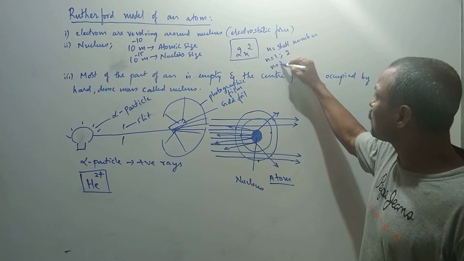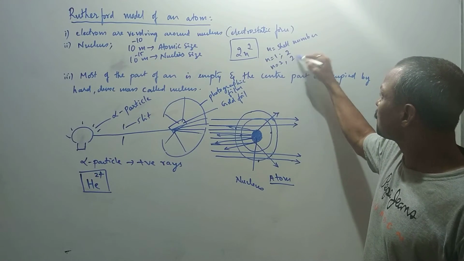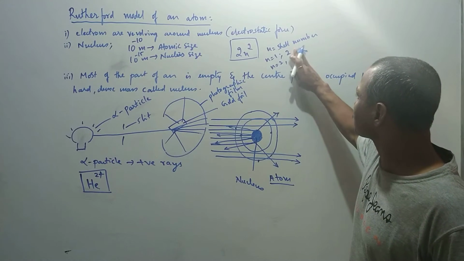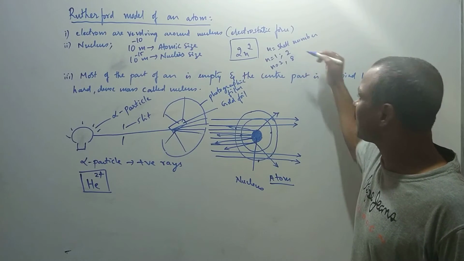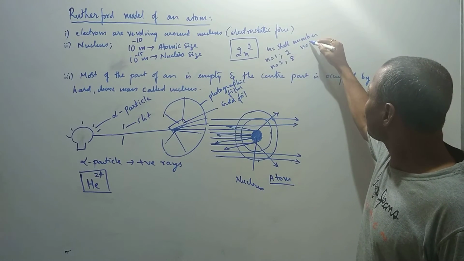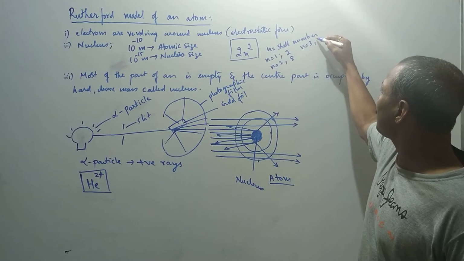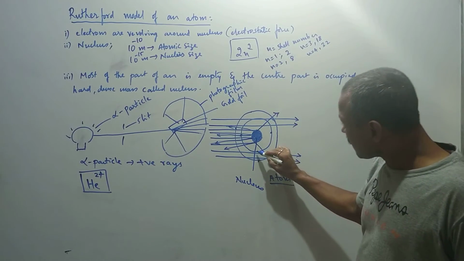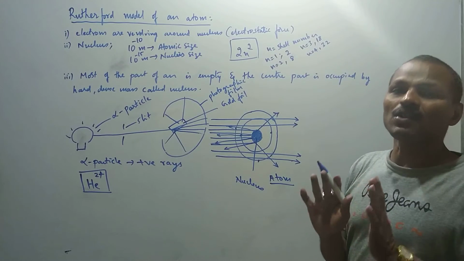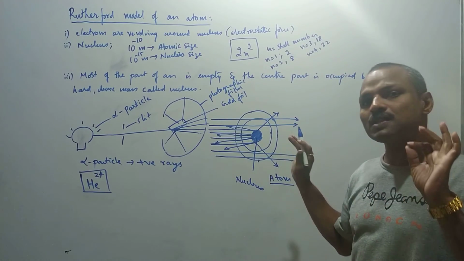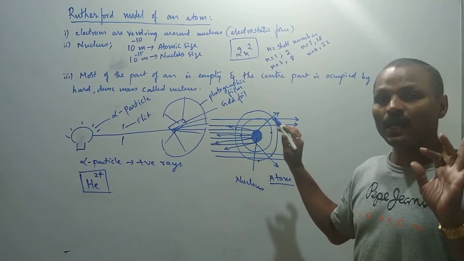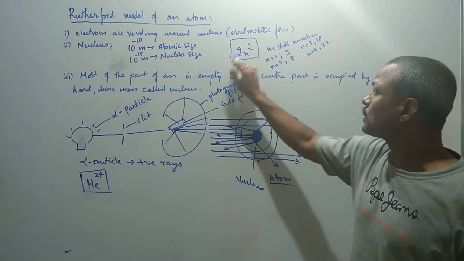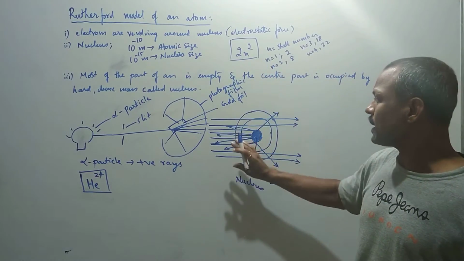If you put n is 2, meaning in shell 2, you get 8 electrons. If you put n is equal to 3, it will become 18. n is equal to 4, you will get 32. So the number of electrons in the first shell is only 2, in the second shell 8, third 18, next 32, according to 2n square. So according to that only, you have to accommodate the electrons.